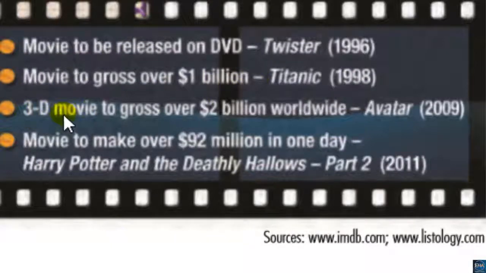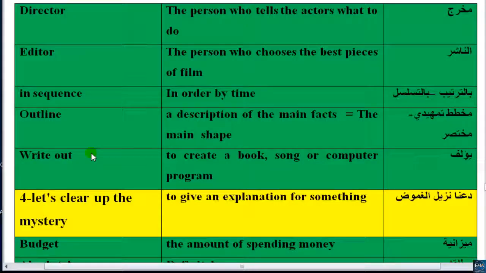The first 3D movie, 3 dimensions, to gross over $2 billion worldwide, Avatar. More than $2 billion all over the world. The first movie to make over $92 million in one day. In one day, the movie earned $92 million. That was, of course, Harry Potter and the Deathly Hallows, Part 2, in 2001. Write out: to create a book, song, or computer program.